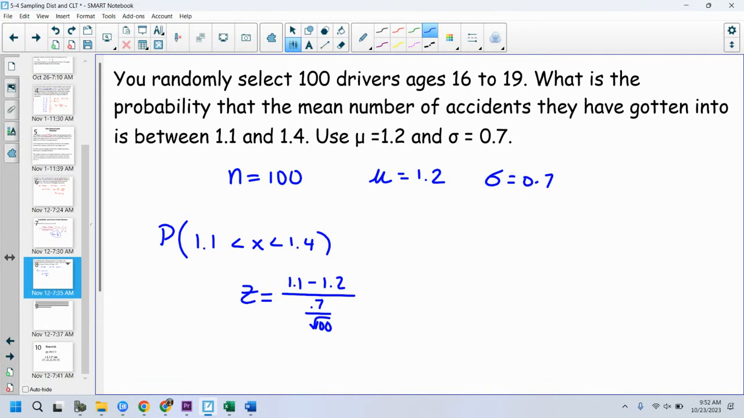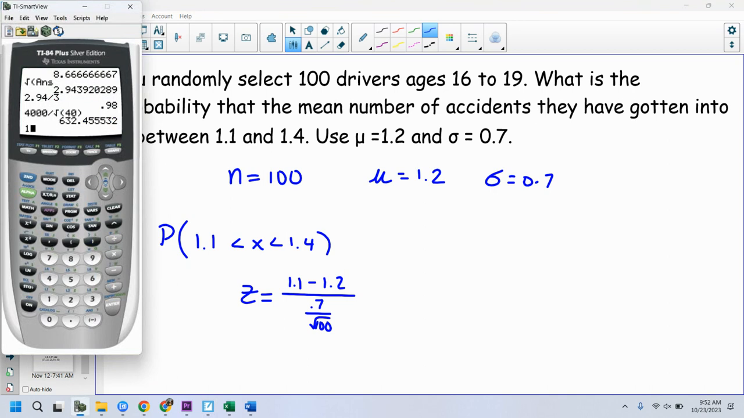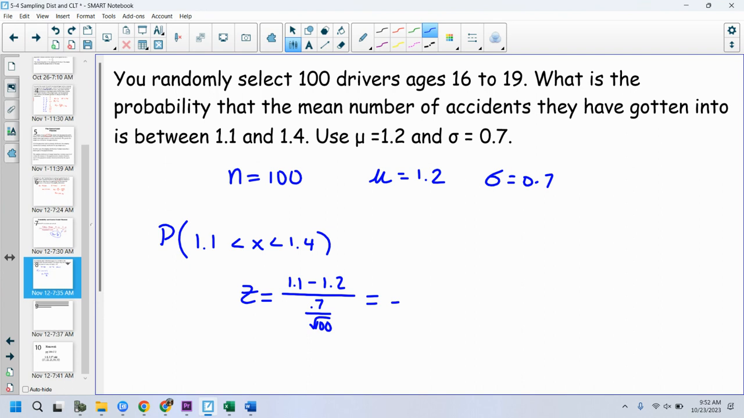Please catch that. That is not just the same z-score formula that we have been using. When I turn it into sample means, you've got to divide by the square root of n as well. So in this case, this is 1.1 minus 1.2, so negative 0.1 divided by 0.7 divided by 10, the square root of 100. So negative 1.43. Double check that number, yep, negative 1.43.